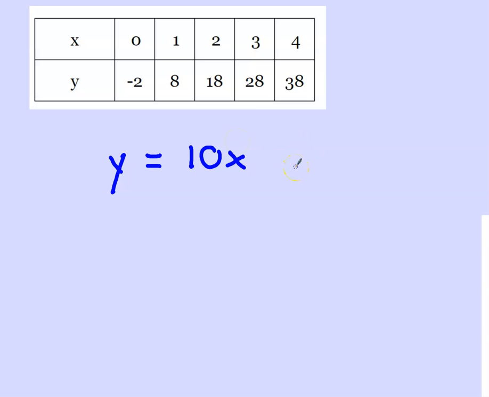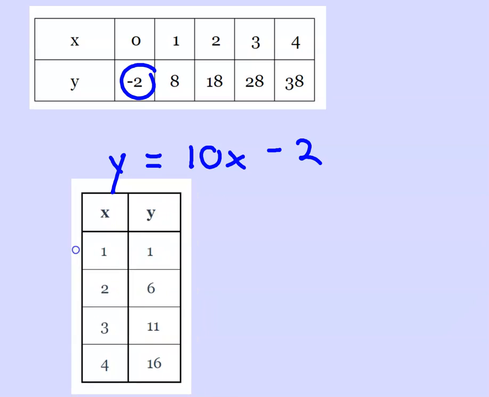And what we figured out was, especially if they give you the point 0 something, then that y-intercept was right there, and you're good to go. There's your equation. Okay?